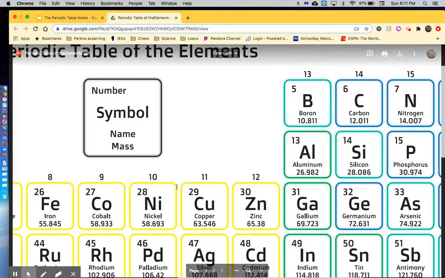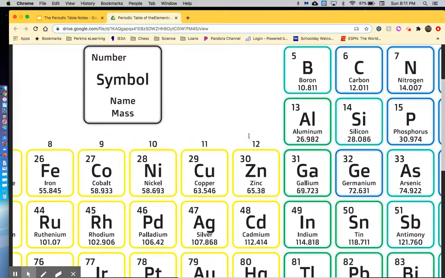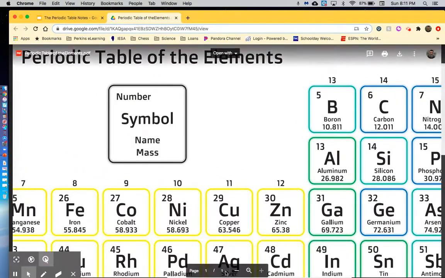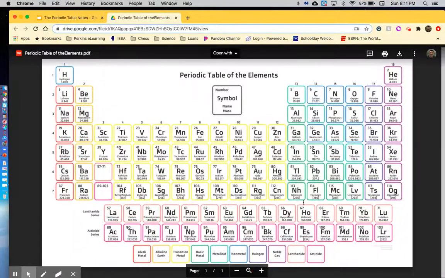I want to show you one final thing about this periodic table because, guys, this is a tab that I think you should have open pretty much for the next 3 or 4 weeks on your Chromebooks because you're always going to be referring to this periodic table. I don't expect you to memorize all of these, guys. There's 118 of them, and I'll be totally honest with you.